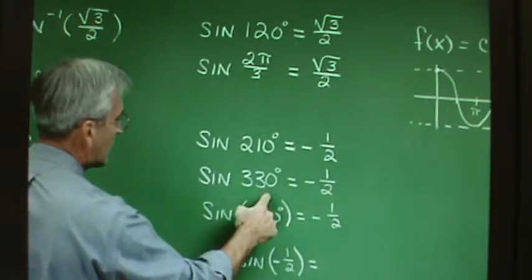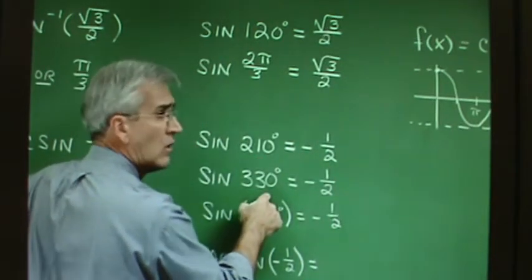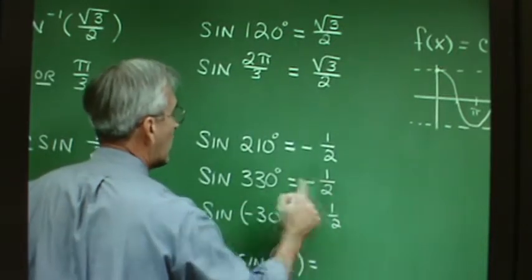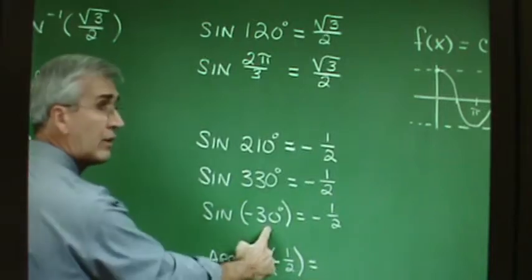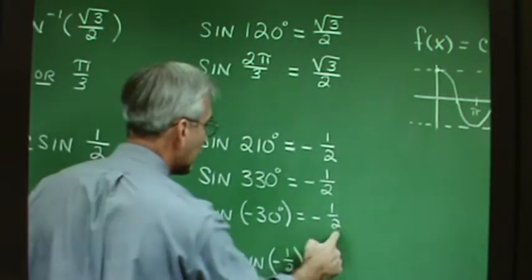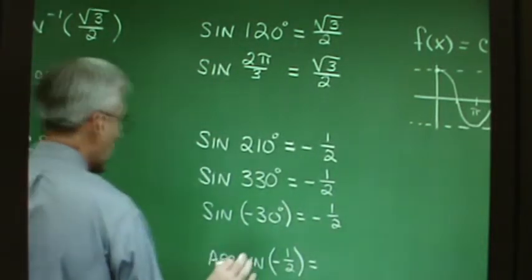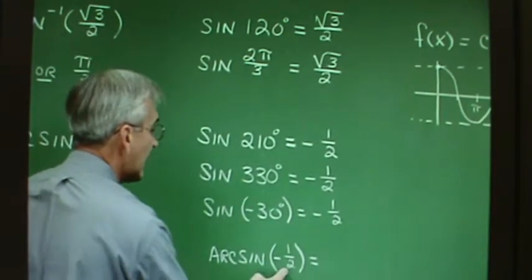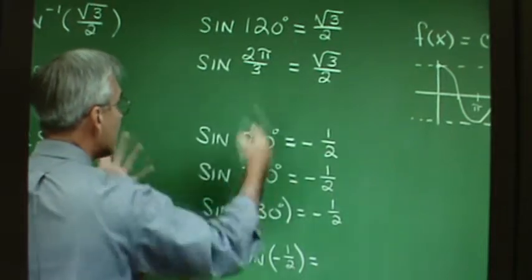And for the sine of 330 degrees, fourth quadrant, reference angle 30 degrees, but since it's in the fourth quadrant, it's negative 1/2. The sine of negative 30 degrees, fourth quadrant angle, negative 1/2. So when we are requested to find the arc sine of negative 1/2, the angle whose sine is negative 1/2, it could be any of these, couldn't it?